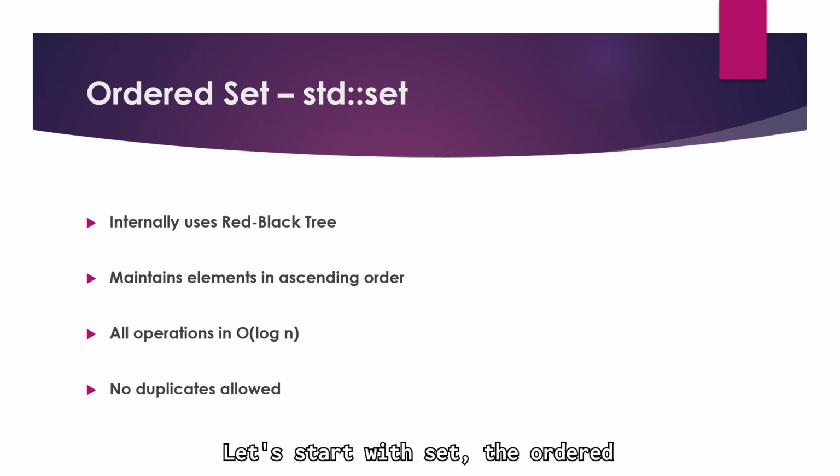Let's start with set, the ordered version. This is implemented internally as a red-black tree, a type of self-balancing binary tree. That means elements are always kept in sorted order and all operations, insert, erase, and search, run in log n time. You can think of set as a sorted list that does not allow duplicates and allows fast lookup. It's best when ordering matters, like when building a leaderboard or sorting a set of names automatically.